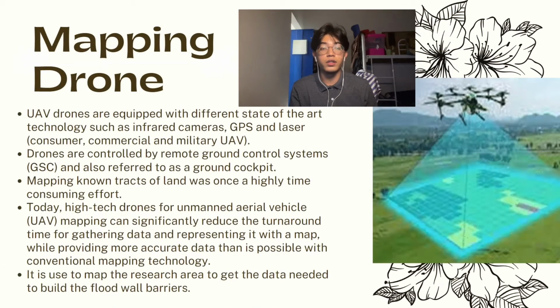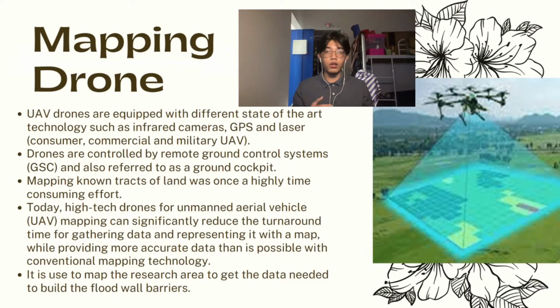And next, for the next technology is the mapping drone. UAV drones are equipped with different state-of-the-art technology such as infrared cameras, GPS and laser, which is consumer, commercial and military UAV. Drones are controlled by Remote Ground Control System (GCS) and also referred to as a ground cockpit.